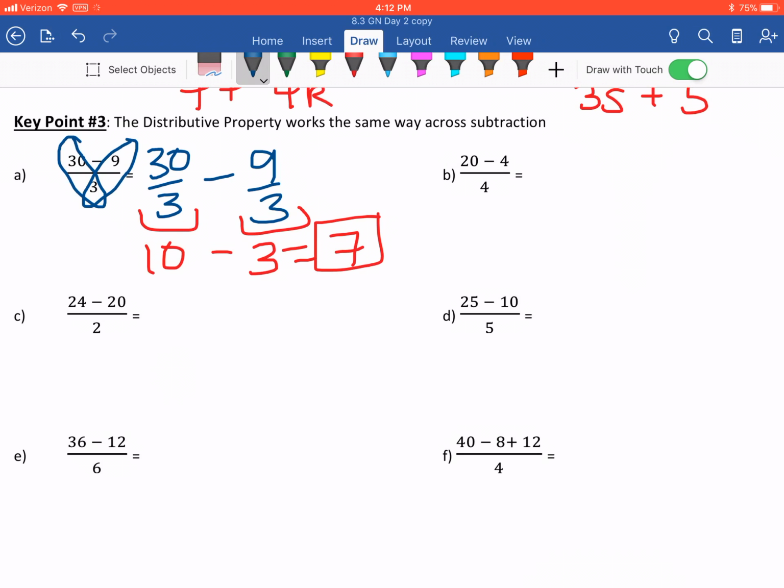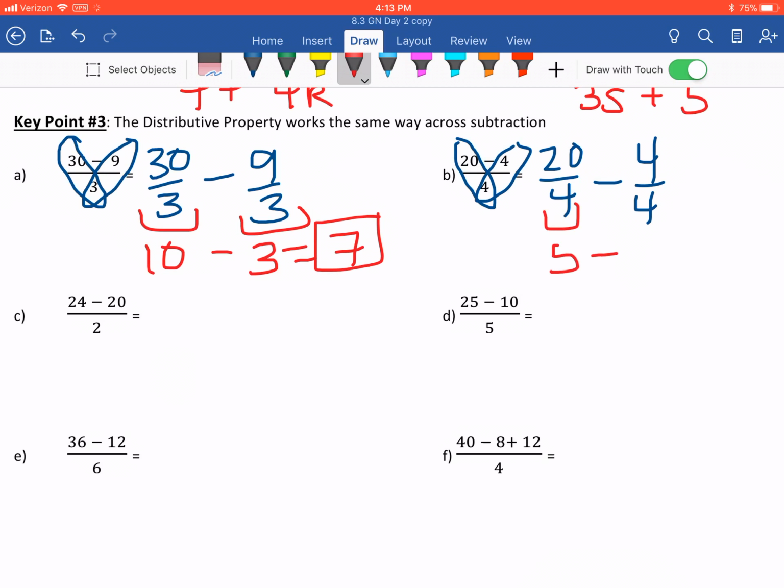So, first part, we do 20 divided by 4 minus 4 divided by 4. 20 divided by 4 makes 5, minus 4 divided by 4 is 1. 5 minus 1 is 4.